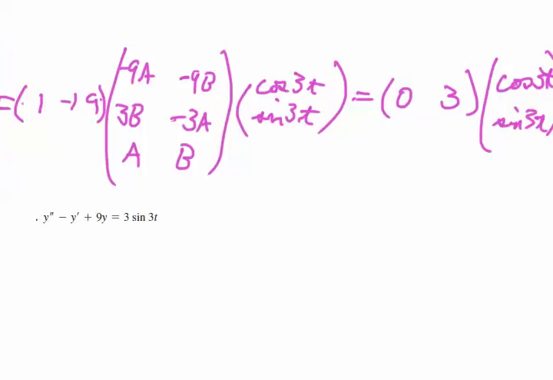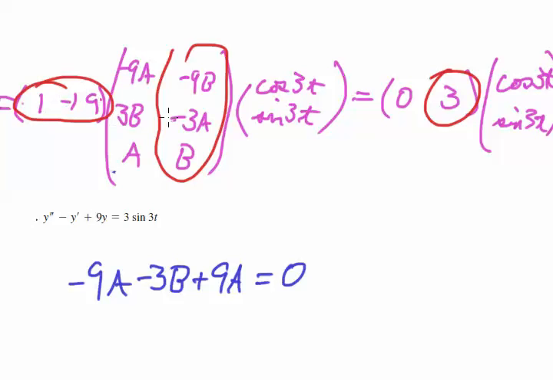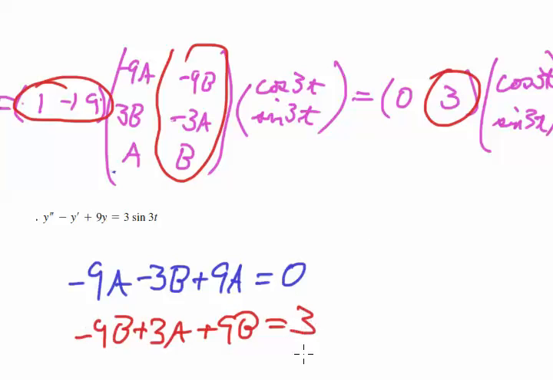Now this becomes a matrix multiplication, where the matrix multiplication of these is negative 9a minus 3b plus 9a, and that's equal to that 0 there. And then you'll take the negative 9b plus 3a plus 9b equals 3 to get the equation for those.